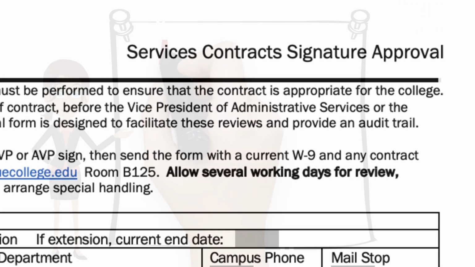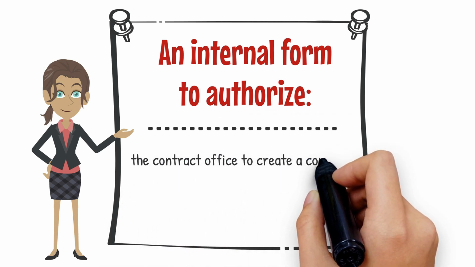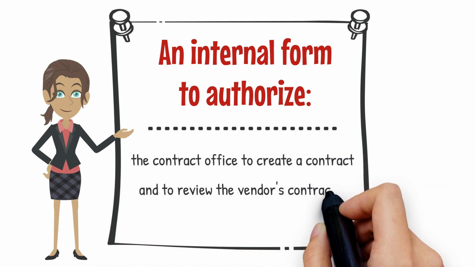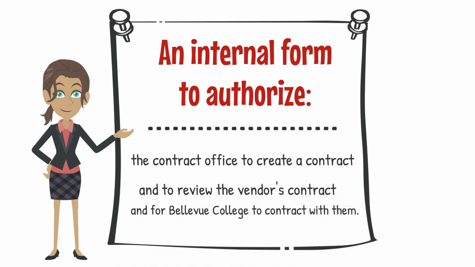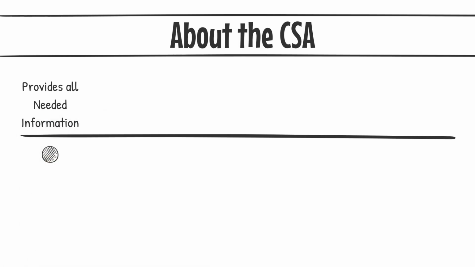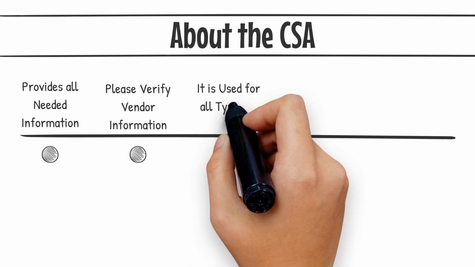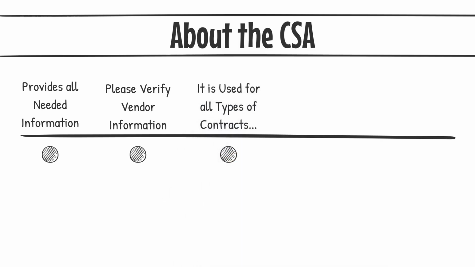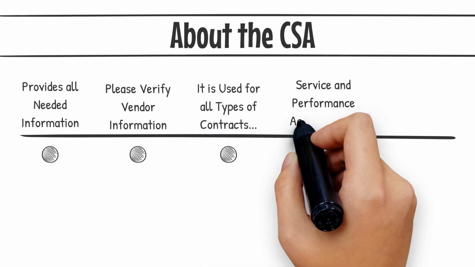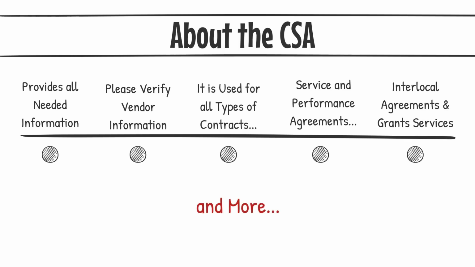It is an internal form that authorizes the contracts office to create a contract or to review the vendor's contract for Bellevue College to contract with a vendor, another institution, or other organizations. The CSA provides all of the information we need to work on your contract. Please verify all vendor information is accurate to avoid delays in processing. The CSA is used for all kinds of contracts: service contracts, performance agreements, affiliation agreements, interlocal agreements, services to be paid with grant funding, etc.